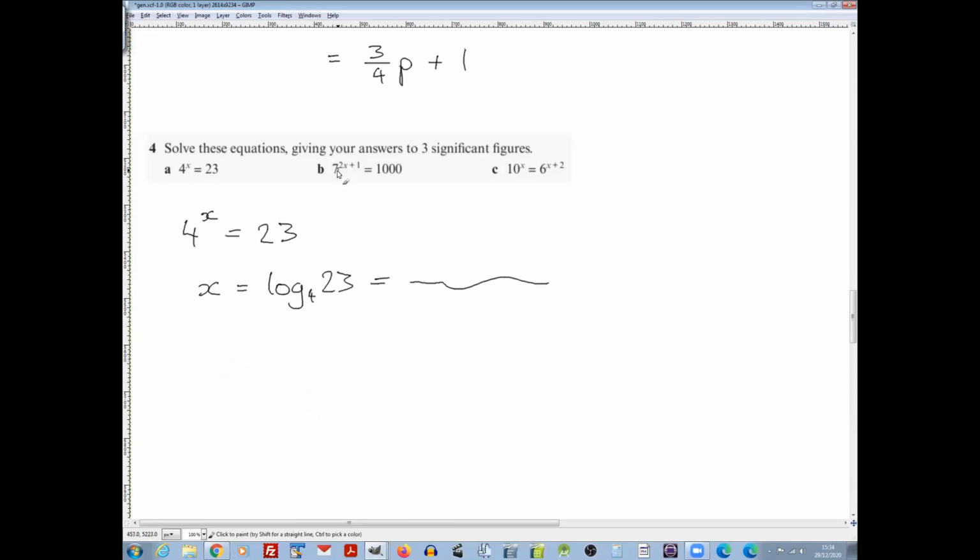If we just look at that and say the power we have to raise 7 to get that is that, that power is the power we have to raise 7 to get 1,000. And then just make x the subject, which would be what? Log base 7 of 1,000 minus 1, over 2.